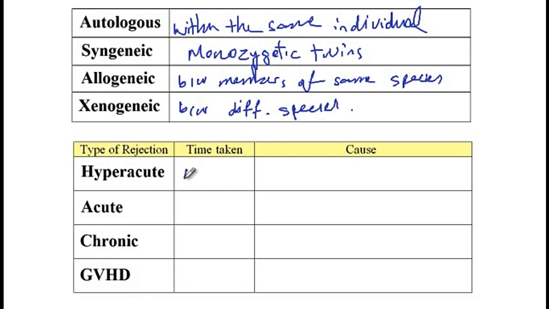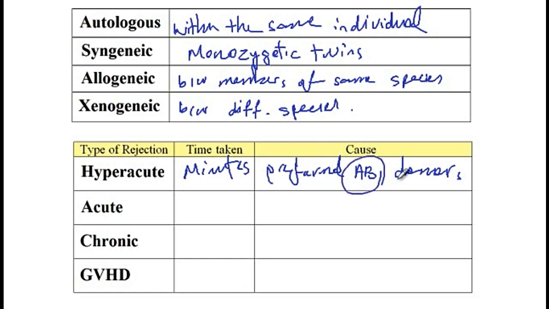In hyperacute, which will take only minutes to happen, there are preformed antibodies against the donor tissue, and thus as soon as the transplant is connected, there would be necrosis of the tissue because the blood vessels will be occluded. And this happens in individuals who have previously received, for instance, blood transfusion from the same person, and then when they receive the transplant, their body already has made antibodies against them, and thus it would cause the hyperacute rejection.